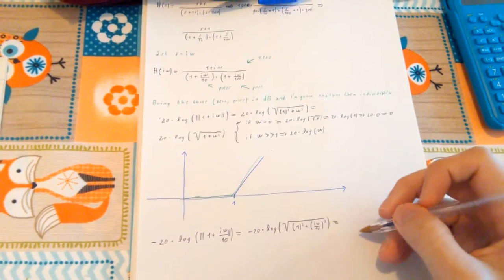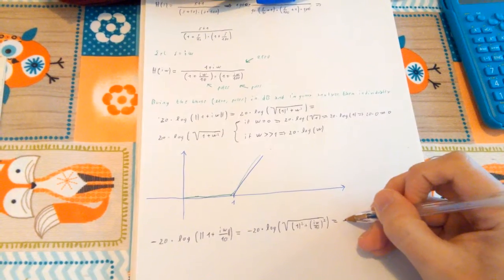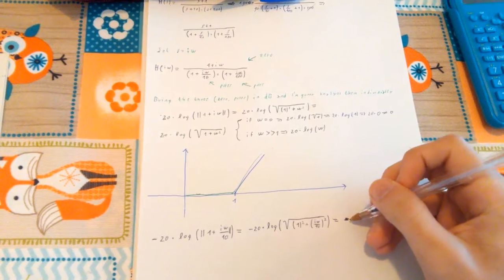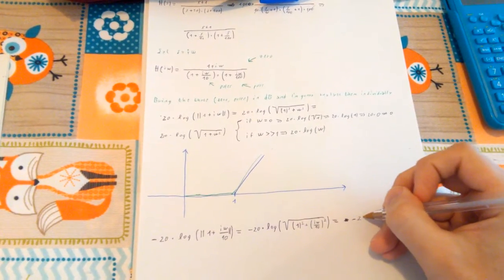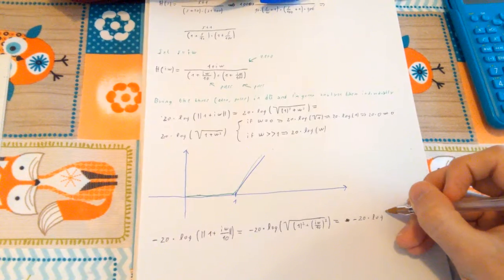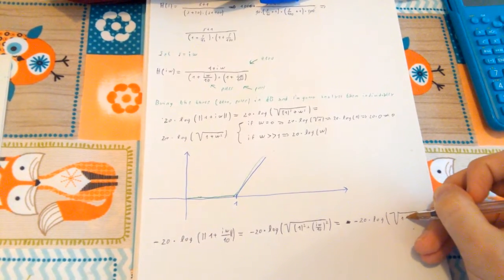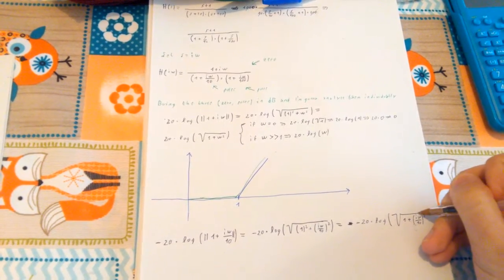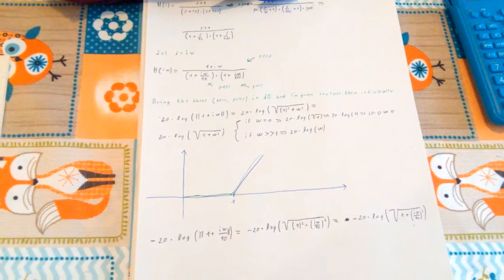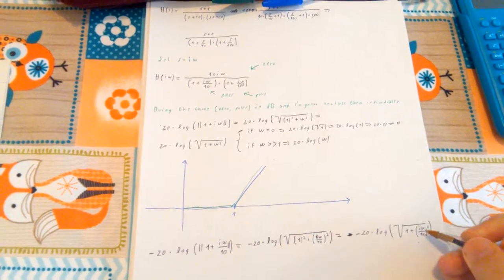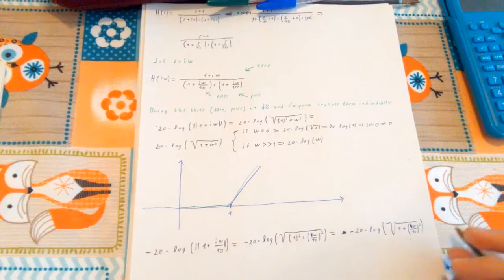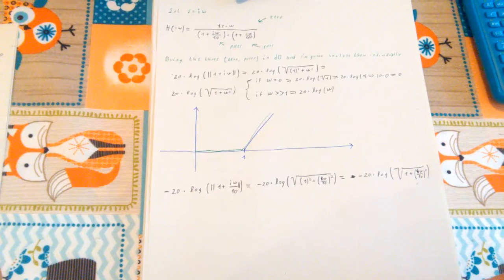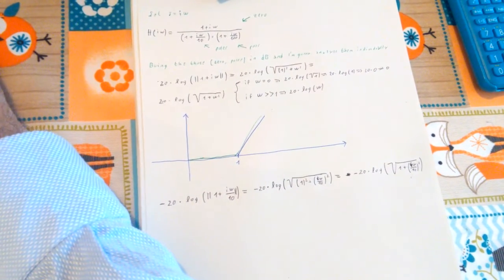Now, I'm just going to leave it this way. So negative 20 times log of the square root of 1 plus omega over 10 squared. Oh, shoot, I was including the imaginary part. No, I shouldn't. Okay, let me just correct this.